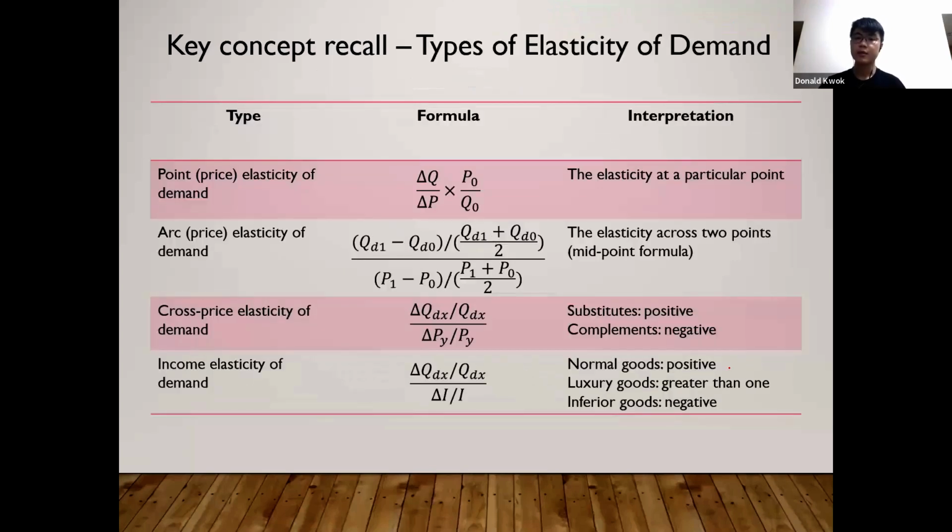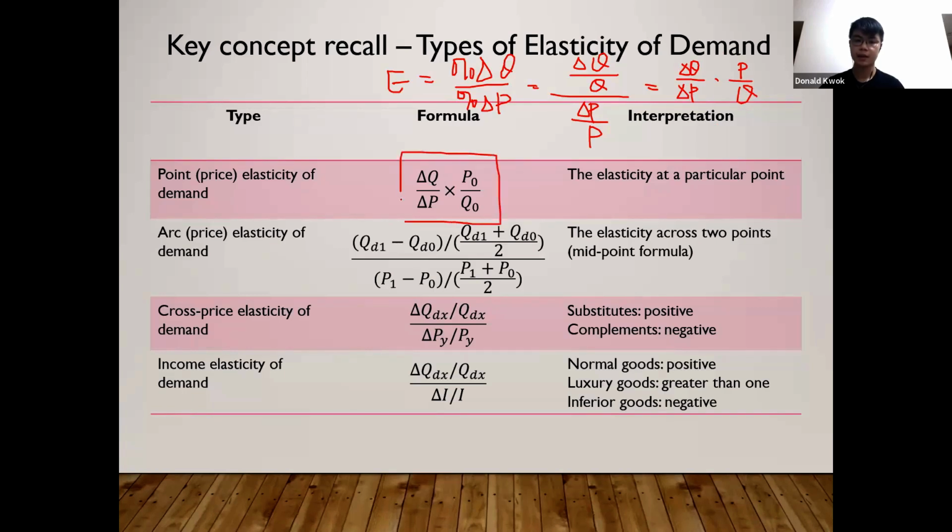And the next thing to review is about the types of elasticity. As we have just reviewed, the definition of elasticity is percentage change in quantity divided by percentage change in price. And if you decompose this a little bit, it will simply be delta Q over Q divided by delta P over P. And if you rearrange this a bit, it will simply be delta Q over delta P times P over Q. And this form is the point price elasticity of demand, right? Which is trying to calculate the elasticity at a particular point.